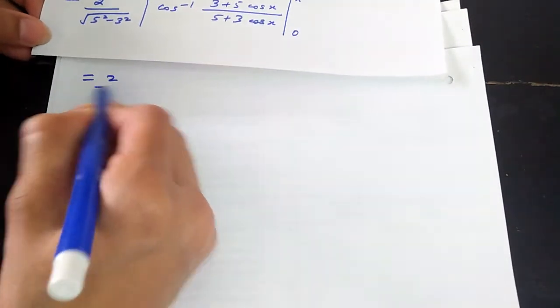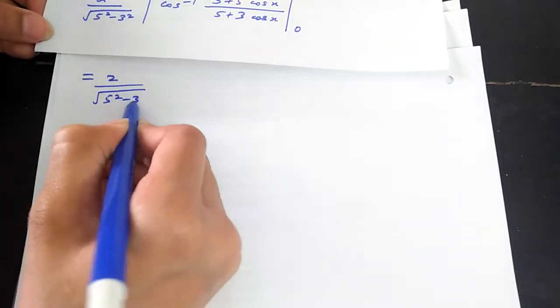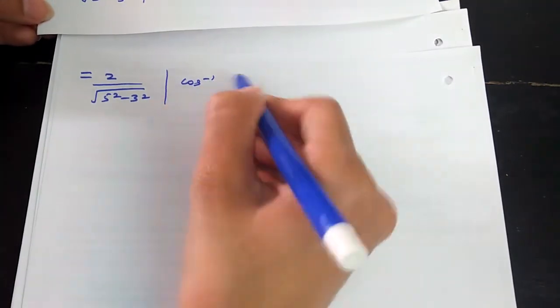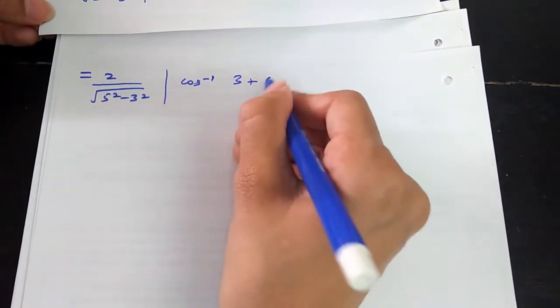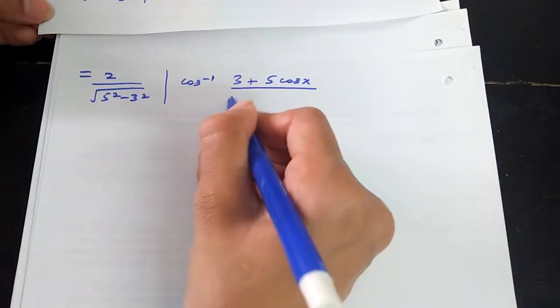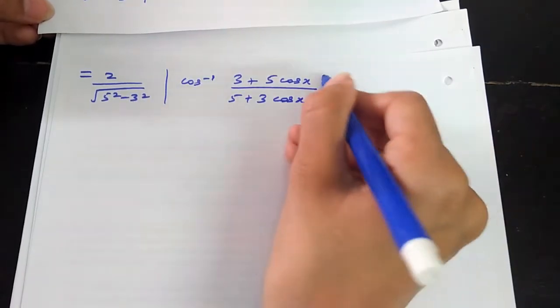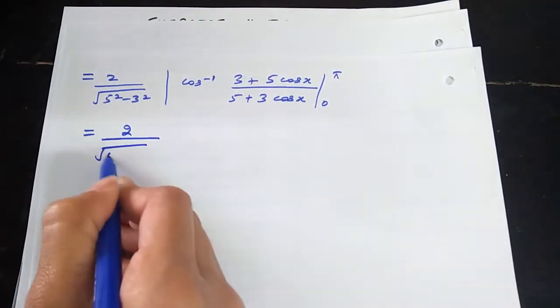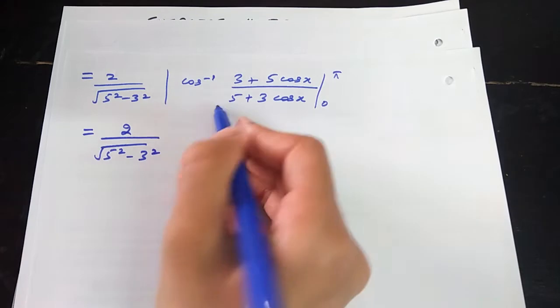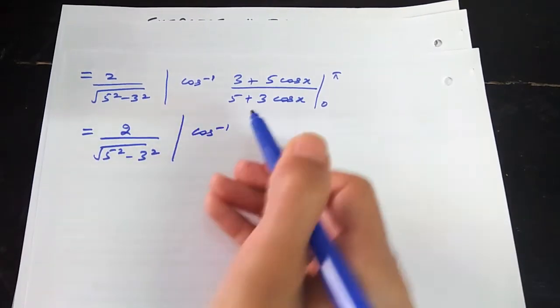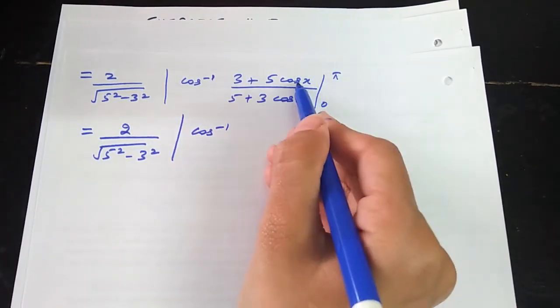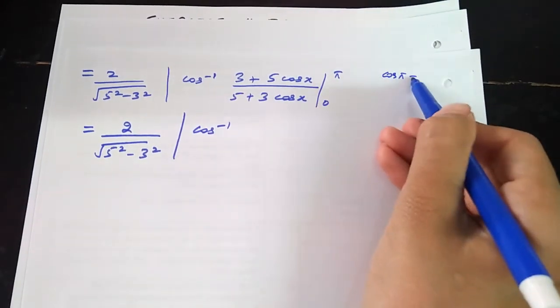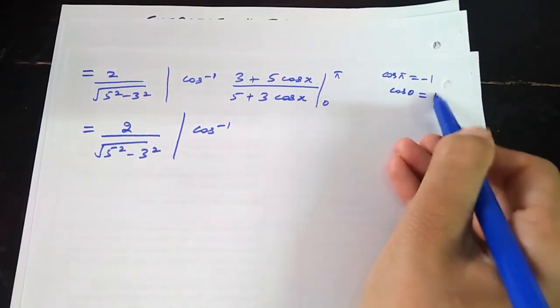Now apply the limits of integration. We will get, now you can apply the limits of integration. This will be cos inverse, applying the upper limit first. Cos pi is equal to minus 1 and cos of 0 is equal to 1.